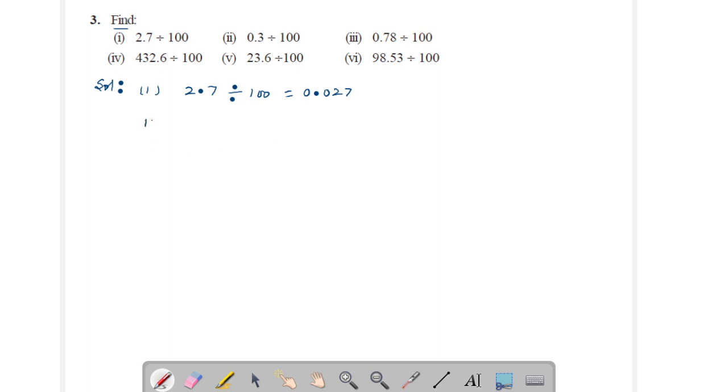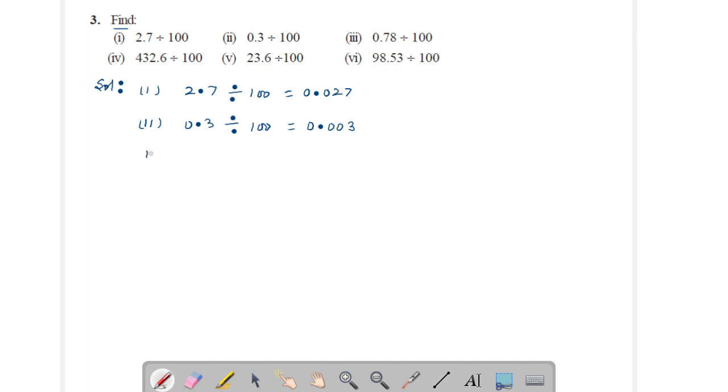Then come to the second part. It is 0.3 divided by 100. In 100 there are two zeros. Therefore the decimal will shift towards the left hand side 2 digits. It can be written as 0.003. This is your answer.